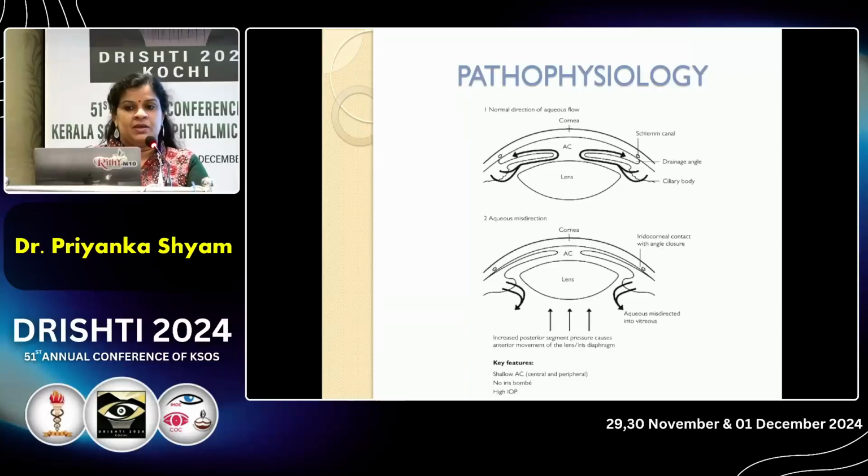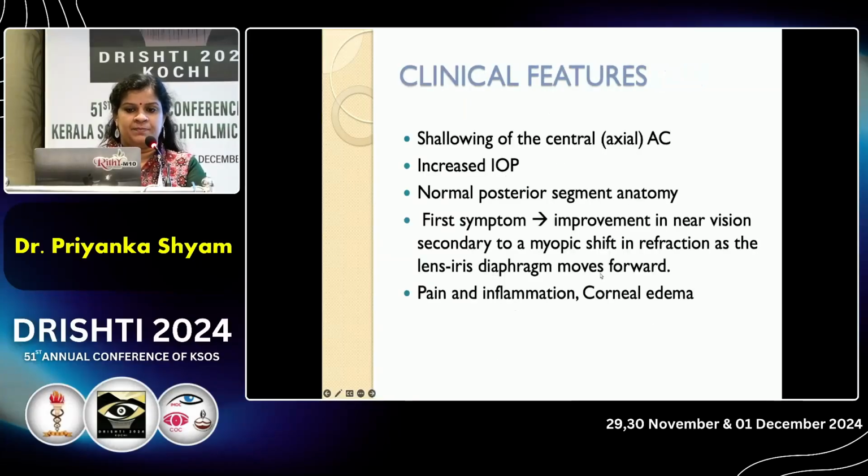fellow eye. Coming to the pathophysiology of malignant glaucoma, it is mainly due to the aqueous being misdirected into the vitreous and resulting in an increased posterior segment pressure, which causes anterior movement of the lens iris diaphragm, thereby resulting in a secondary angle closure. So the key features are shallow anterior chamber, both central as well as peripheral. There is no iris bombe, and also the patient has high IOP.